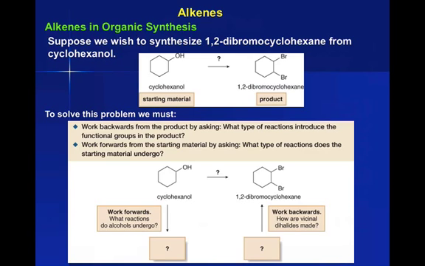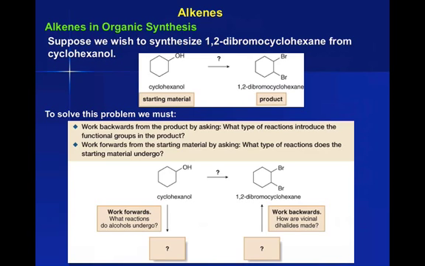What I want is 1,2-dibromocyclohexane. And we've got to figure out, going backwards, how I can get that from cyclohexanol, because that's all I have in my lab. I've got cyclohexanol, and I want 1,2-dibromocyclohexane. So we're going to start off doing what's called a retrosynthetic analysis. You start with the product, and you work your way backwards to the starting material you want, or that you have.